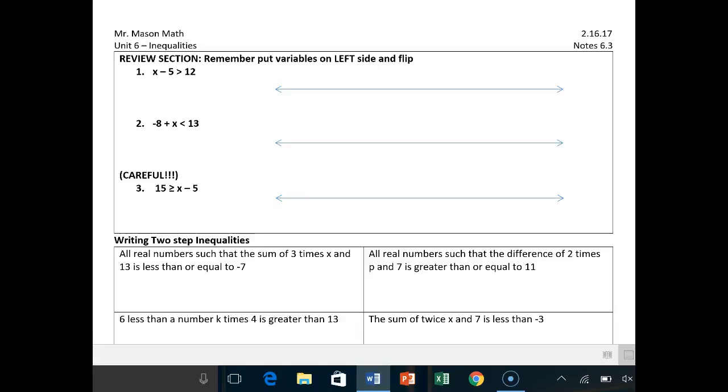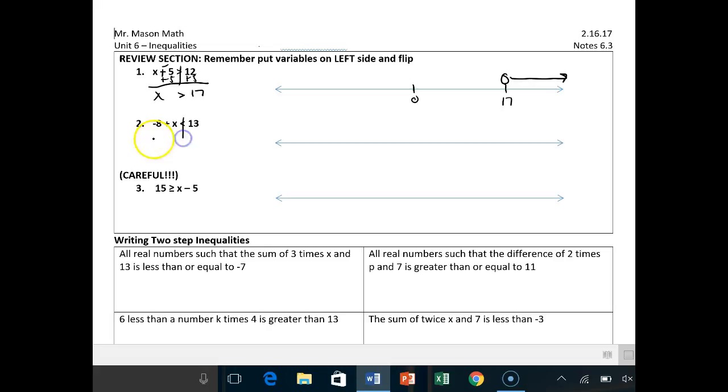So we're going to go ahead and do notes 6.3. This is part 1. The top section is just a review of what we've been doing. Here, again, we solve inequalities just like we solve equations. So we add 5 to both sides, and we get x is greater than 17. What does this mean? I have to put a 0, I have to put a 17. It means an open circle and pointed to the right, everything greater than 17.